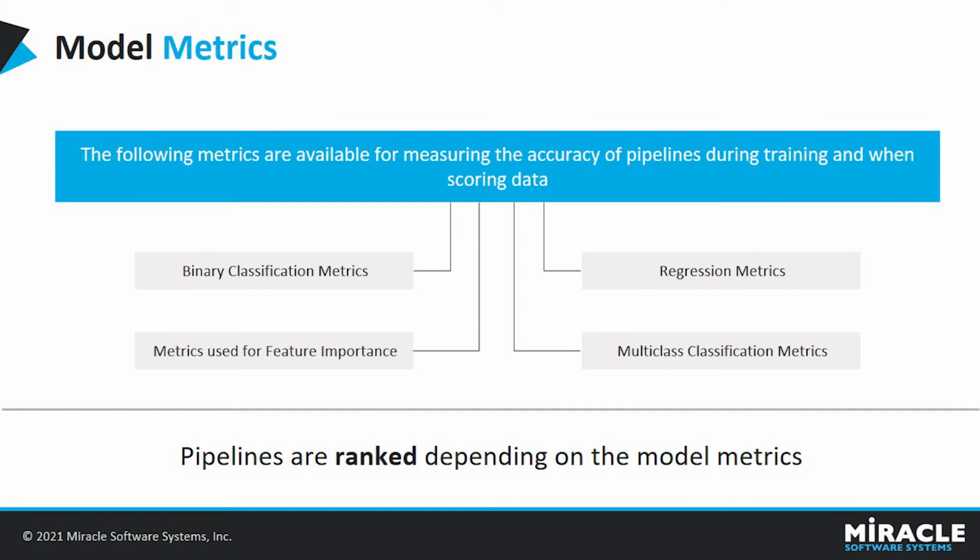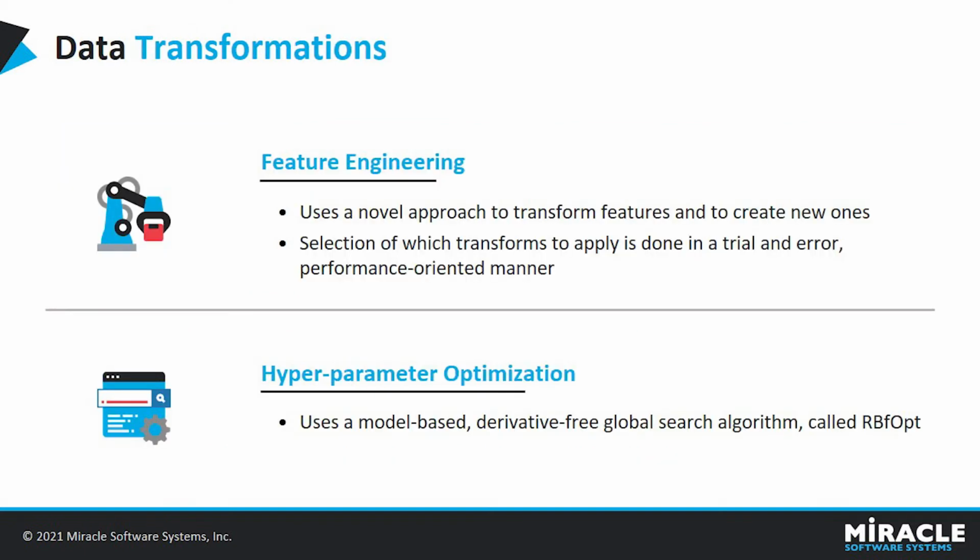So choosing the right metric is very crucial while evaluating ML models. The generated ML pipelines will be listed in a leaderboard and will be ranked depending on the model metrics. Data transformations. So now we shall discuss feature engineering and hyperparameter optimization. So let's first see feature engineering.